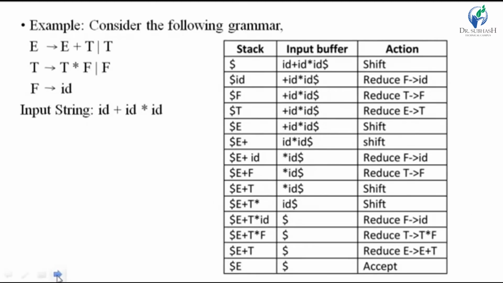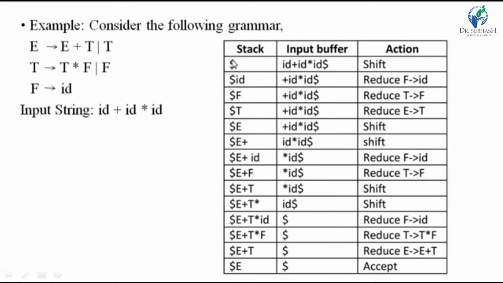For example, shift reduce parsing. E gives E plus T or T. T gives T star F or F. F gives id. And your input string is id plus id into id. Draw one table with three columns. First is stack, second is input buffer, and third one is action, which action will be performed.